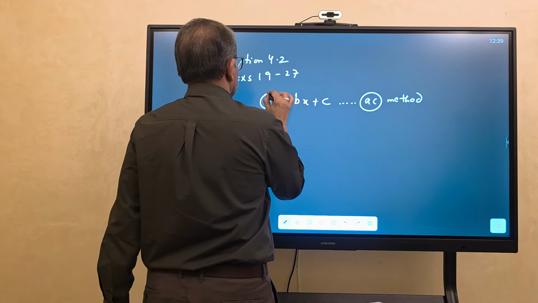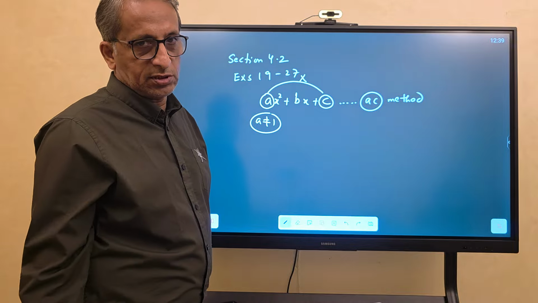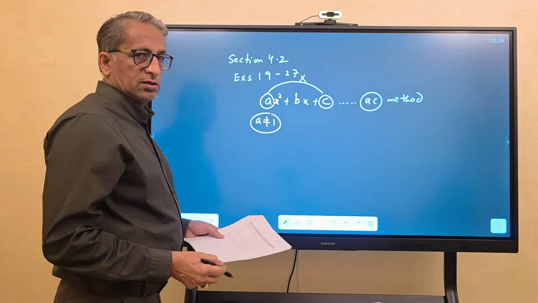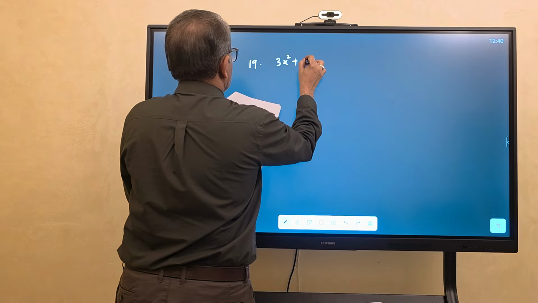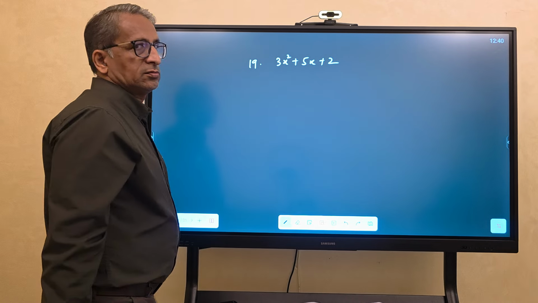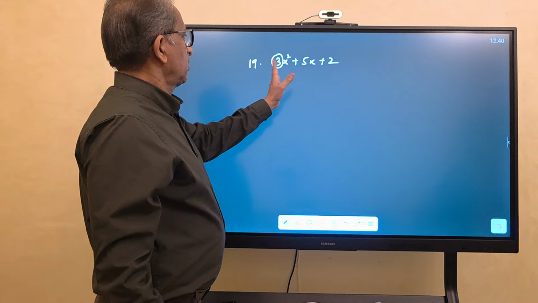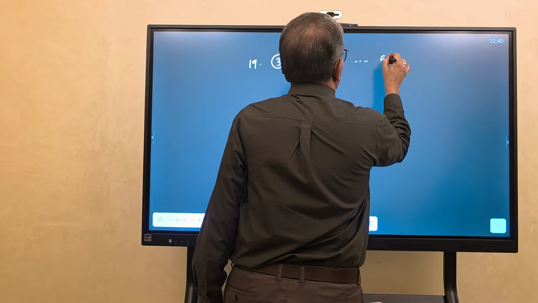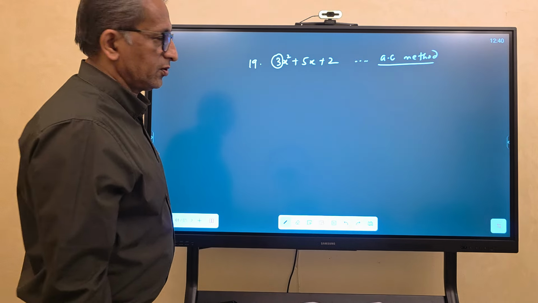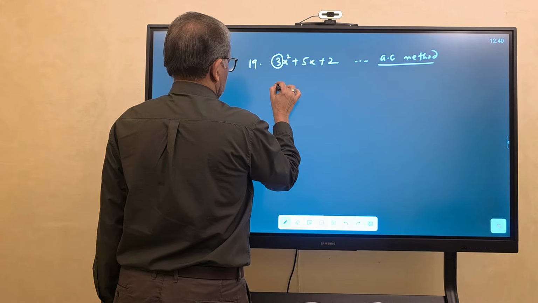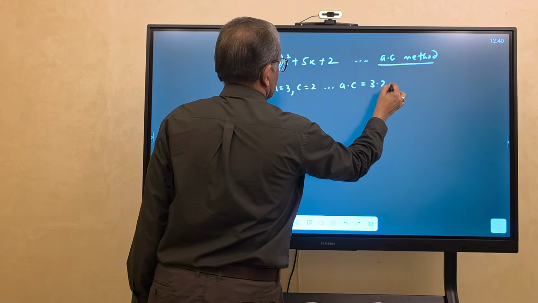What is this AC method? That means this A and this C we multiply. That's why it is called the AC method. Let's take example number 19. Let's see how we are doing here. 19. 3x square plus 5x plus 2. A trinomial. The number with x square is 3, which is not 1. So I will do this by the AC method. What is A here? 3, and C is 2. That means AC is 3 into 2, it is 6.